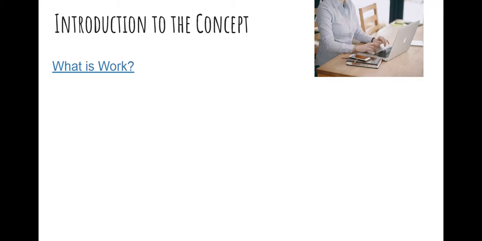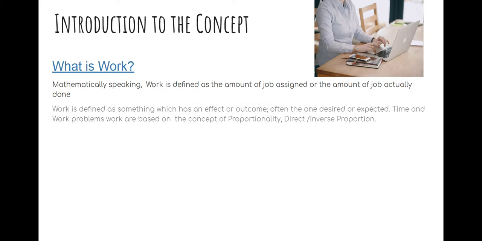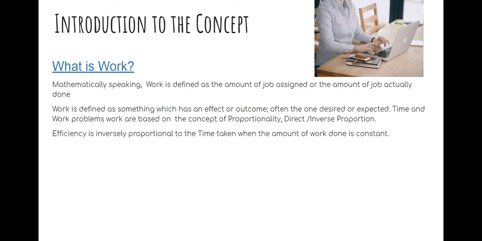Basically, mathematically, what is work? Work is actually the amount of job assigned or the amount of job actually done. In terms of mathematics, a person who is doing some work is judged on the basis of his efficiency. Efficiency is defined for that person in terms of the time taken to do that particular work.